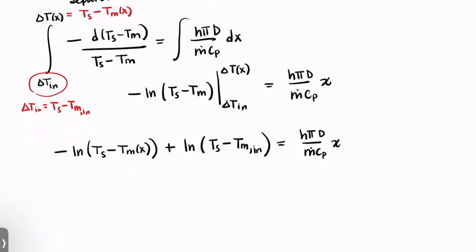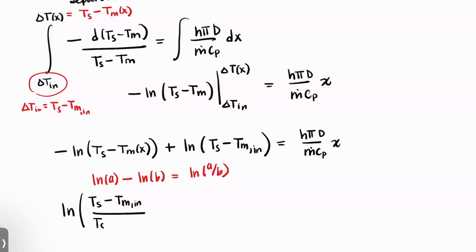I can use a law of logs. If I have natural log of A minus natural log of B, this is natural log of A divided by B. So I'm going to utilize that to turn this left-hand side into the natural log of (Ts minus Tm at the inlet) divided by (Ts minus Tm of x), which is equal to our same right-hand side that we are carrying around here, h pi D over m dot cp times x. I'm going to exponentiate both sides.